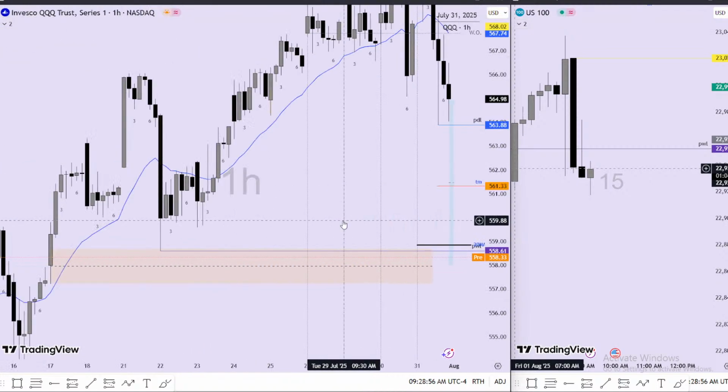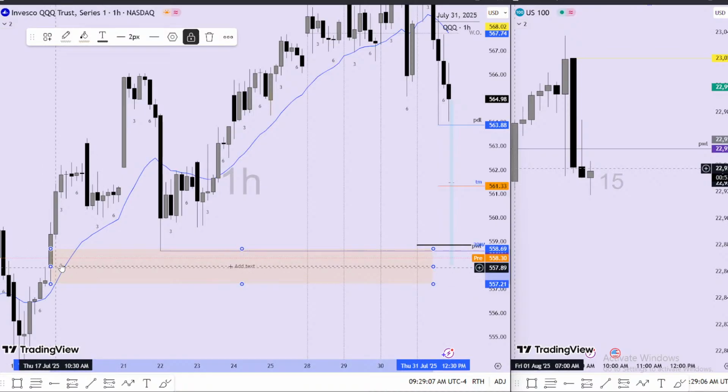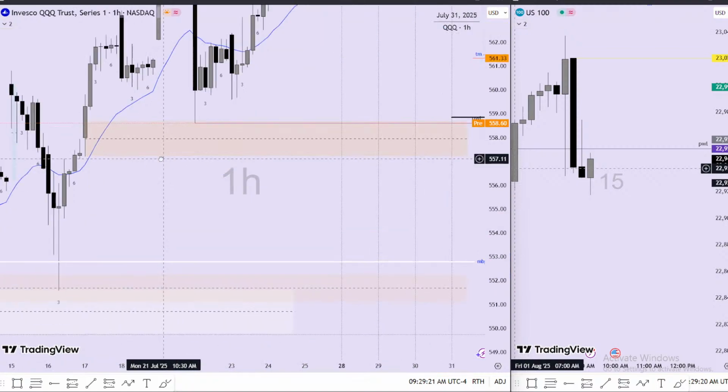Coming back to the hourly time frame, you see this yellow box. Why I'm using this box is this: this is the first 15 minutes range, the 9:30 opening, which was the low of the day on 17th July. So potentially the low of this candle is the first target.